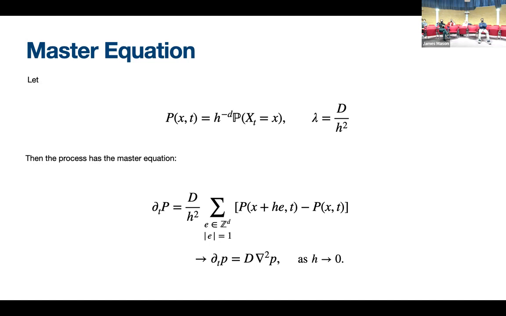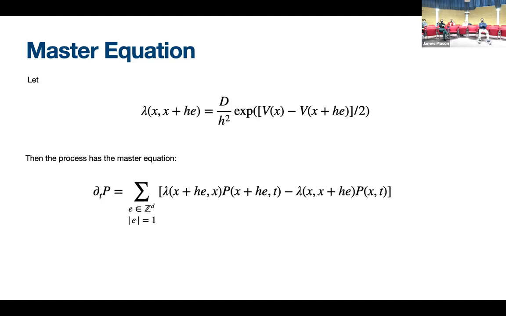We could have a more complicated jump rate as well. We could let lambda depend on the position of the particle. So here lambda is the rate that, when the particle is at x, it jumps to an adjacent site, x plus h e, where e is a unit vector. And here we choose the potential. The idea is that the particle is more likely to jump to a site with a lower potential. So over time, this minimizes potential.